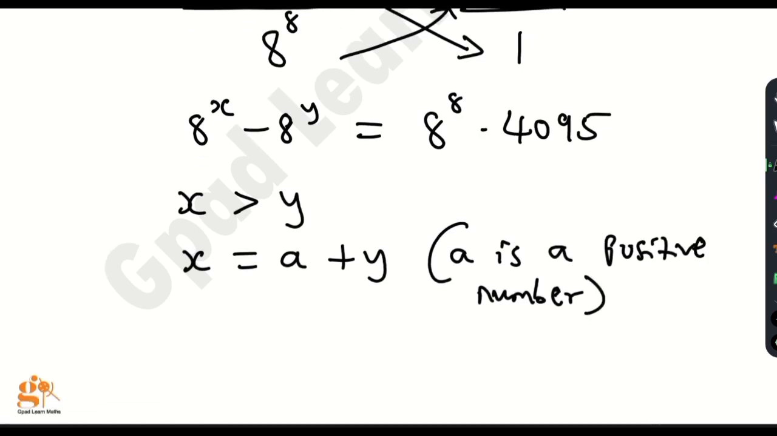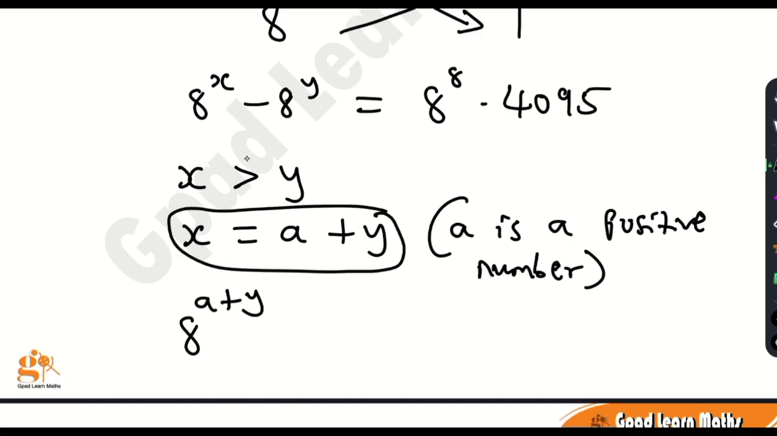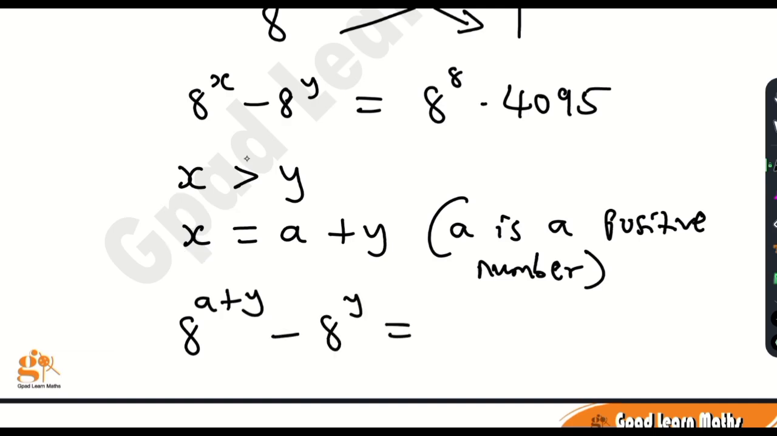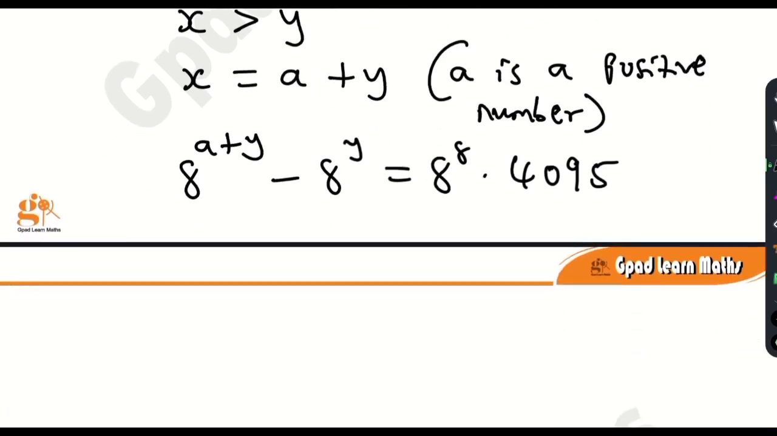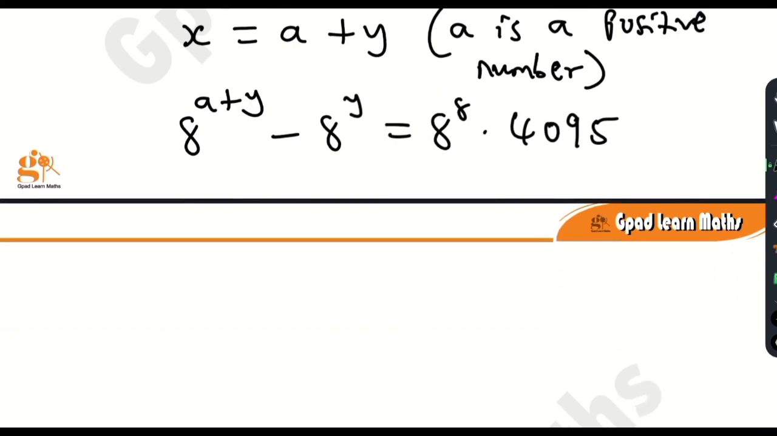Okay, so what I'm going to do now, I'm going to replace x with a plus y. So I'm going to write 8. I won't be writing x anymore. I'll be writing a plus y because I just set it to x. Then minus 8 raised to the power y is equal to 8 raised to the power 8 times 4095. Now, like I did before when I changed it from one form of indices to another form, what do you have here? 8 raised to the power what?